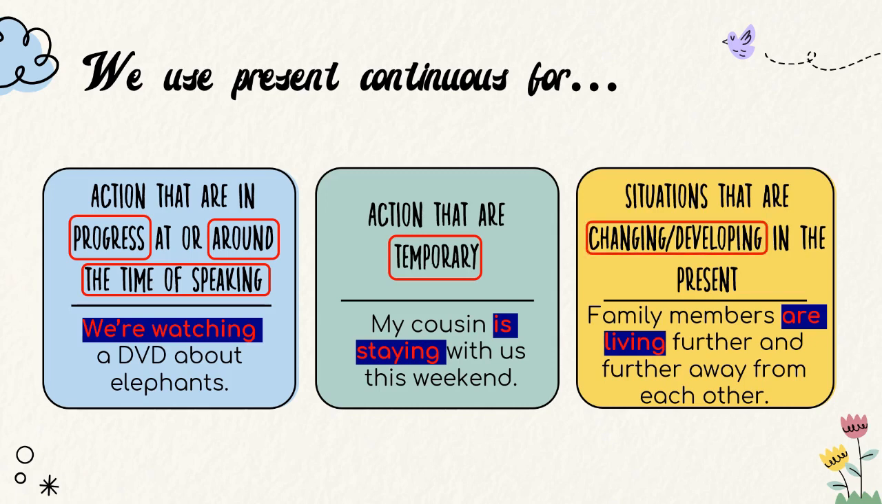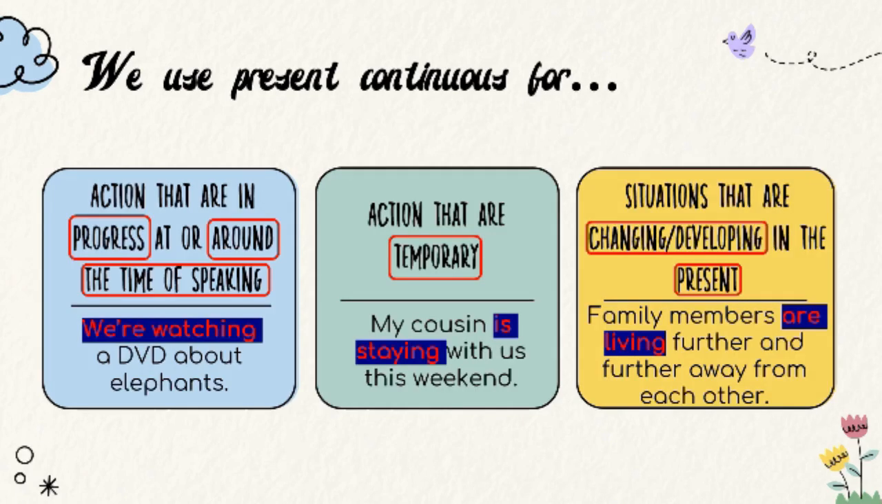Okay, moving on to the third one. Situations that are changing or developing in the present. For example, family members are living further and further away from each other. You can see the verb is changing or developing. It means that before this the family members were living together or near to each other, but as days pass by, family members are living further and further away from each other. It means that the verb is changing or developing to become another thing.